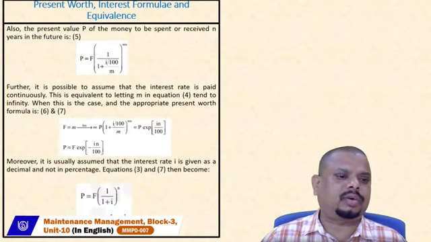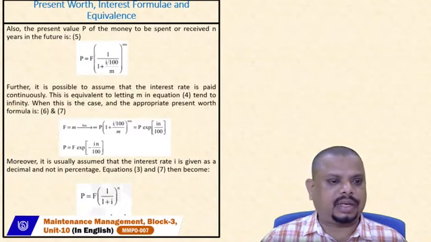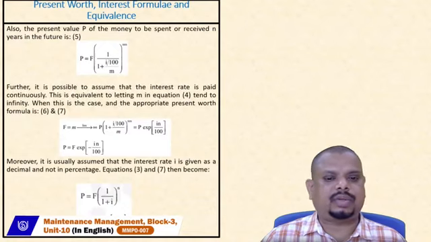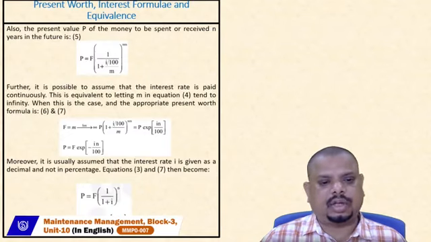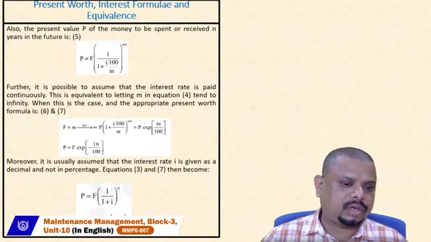Similarly, for the next formula, it is possible to assume that the interest rate is paid continuously, and this is equivalent to letting m in equation 4 tend to infinity. When this is the case, the appropriate present worth formula can be expressed as P equals exponential of minus I into n divided by 100.